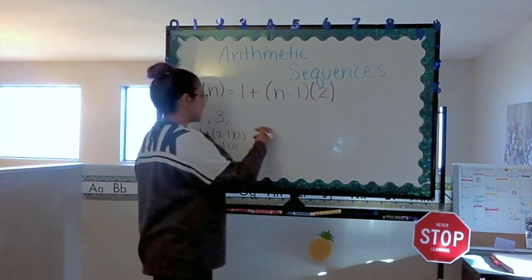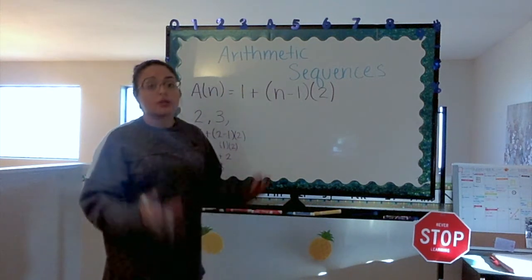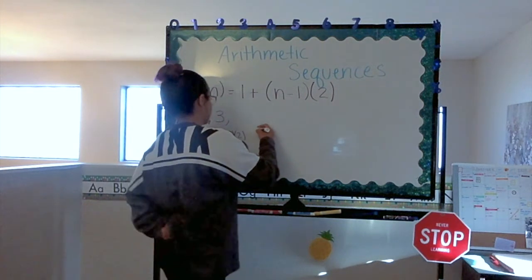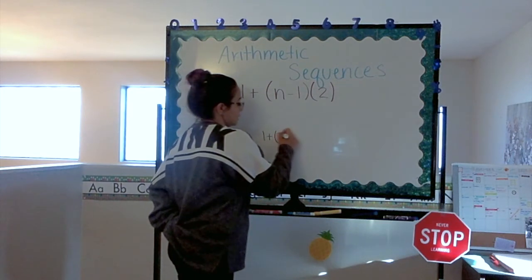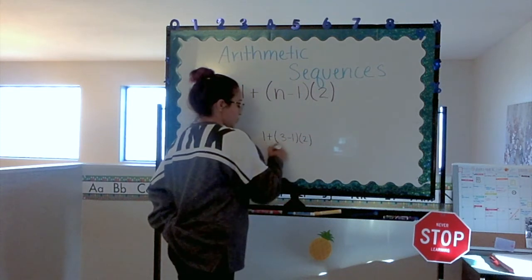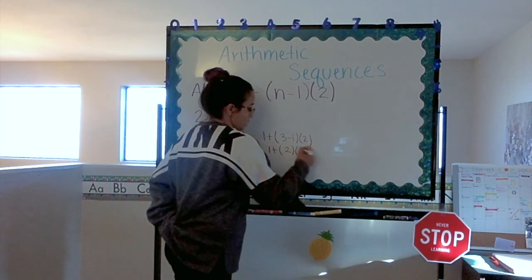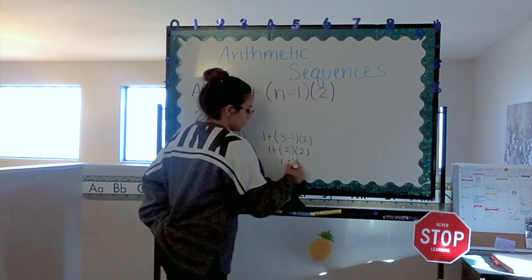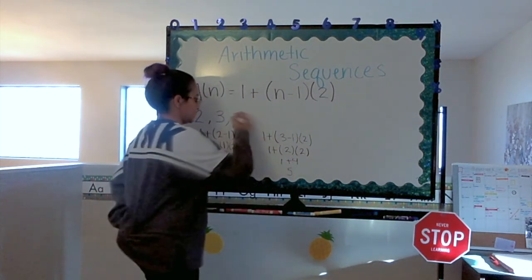Now, let's plug in 3 and see if we can figure out the next digits for our sequence. So let's go on with plugging in 3. We have 1 plus, in parentheses, 3 minus 1, times 2. 3 minus 1 is 2. And 2 times 2 equals 4. 4 plus 1 equals 5. So 5 would be the number that follows in the sequence.